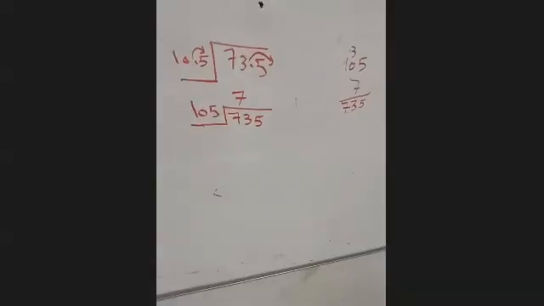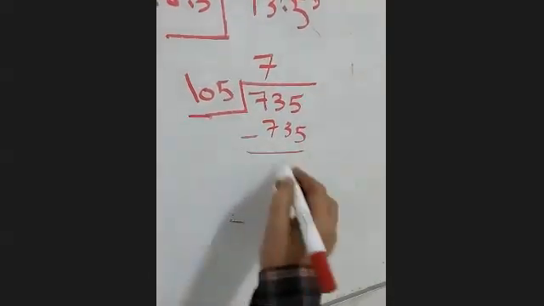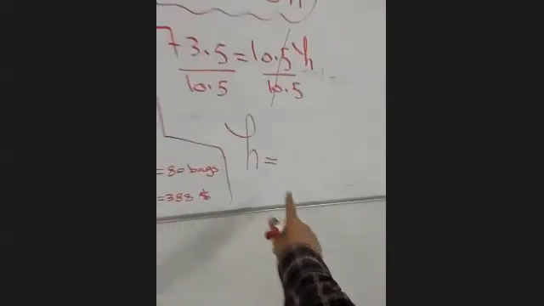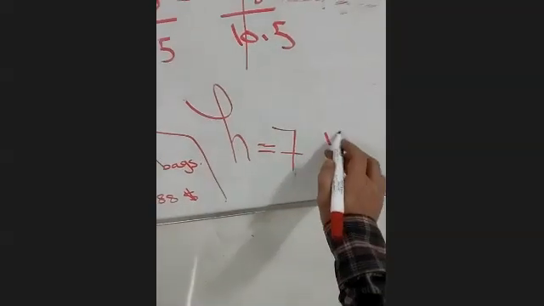It's the same as the dividend, so my answer is correct. So here, 735 divided by 105, the answer is 7. The height is how much? 7. 7 what? 7 yards.